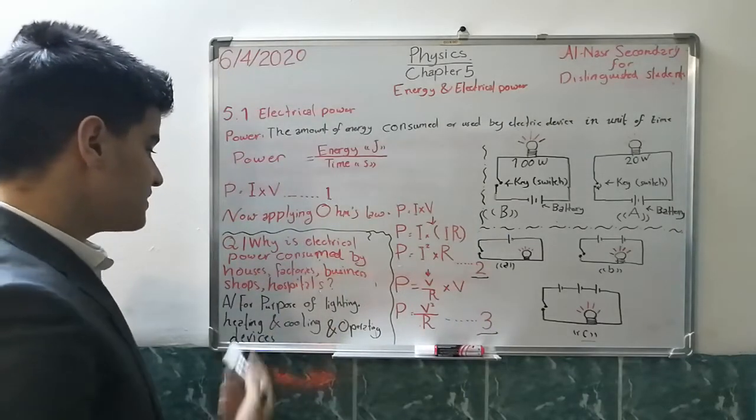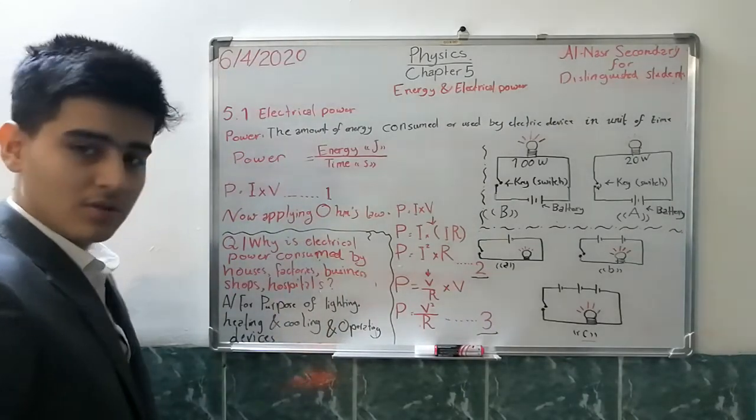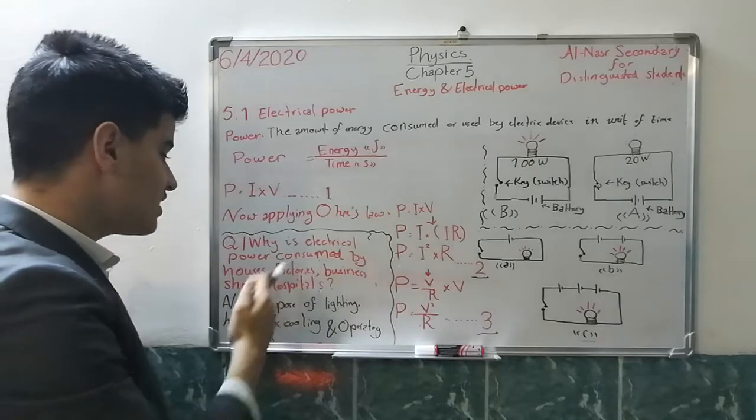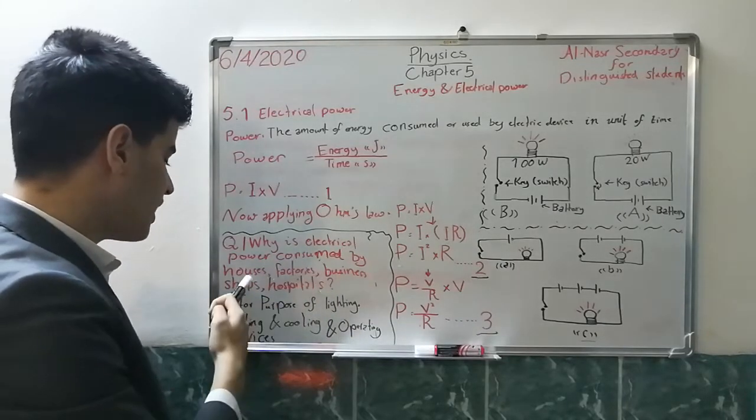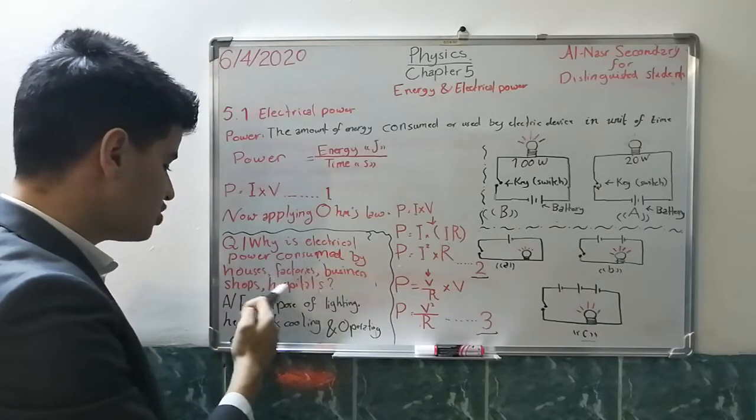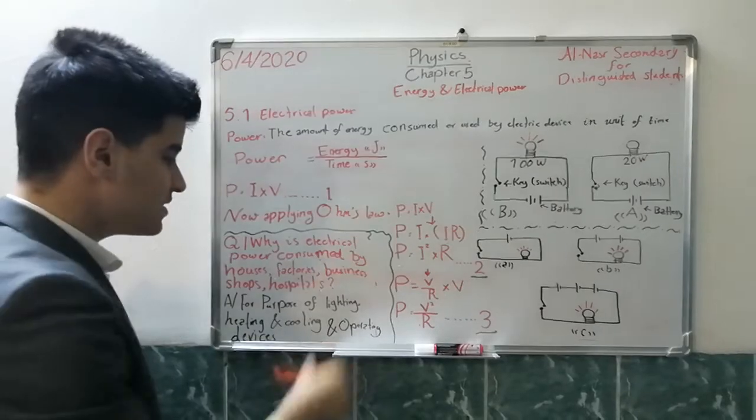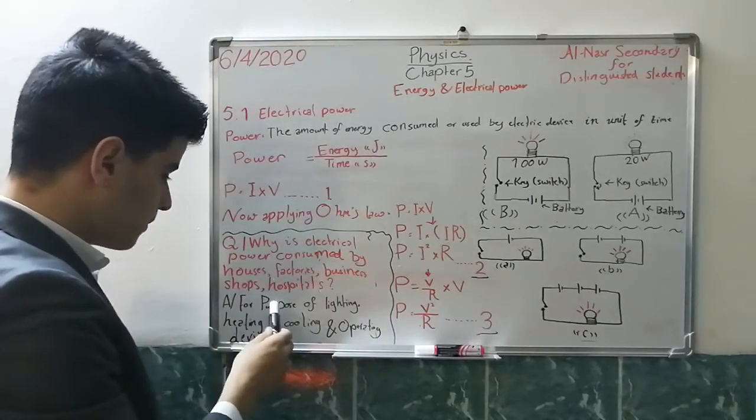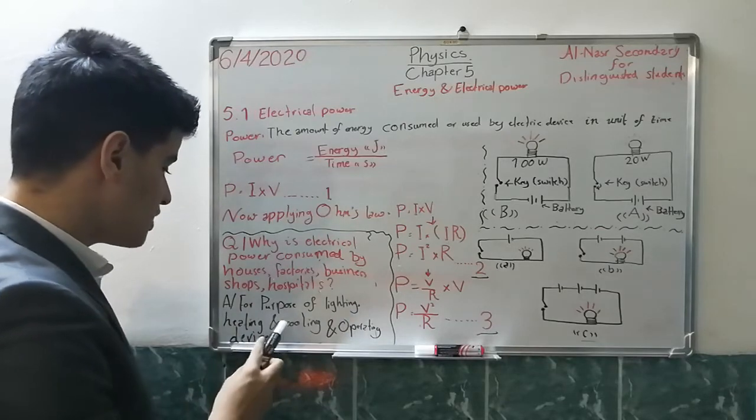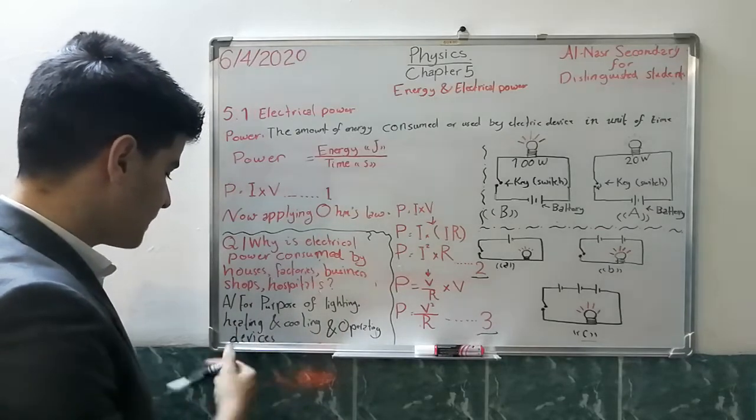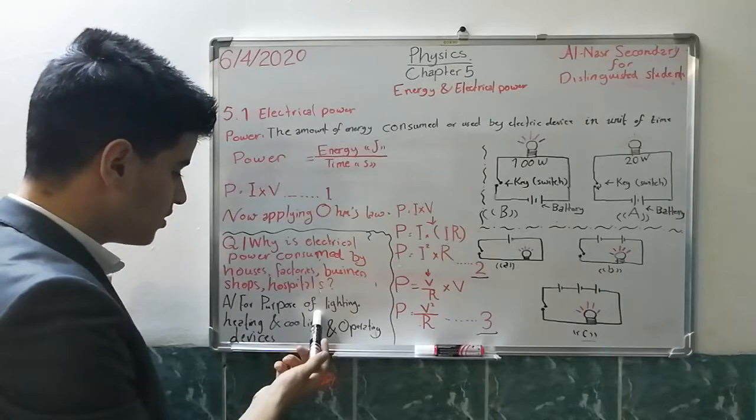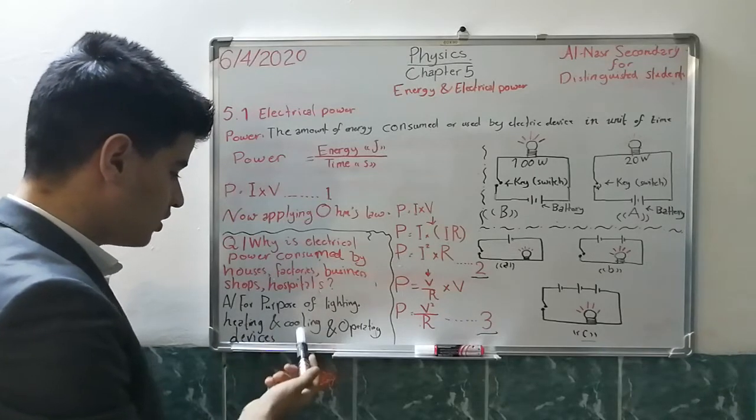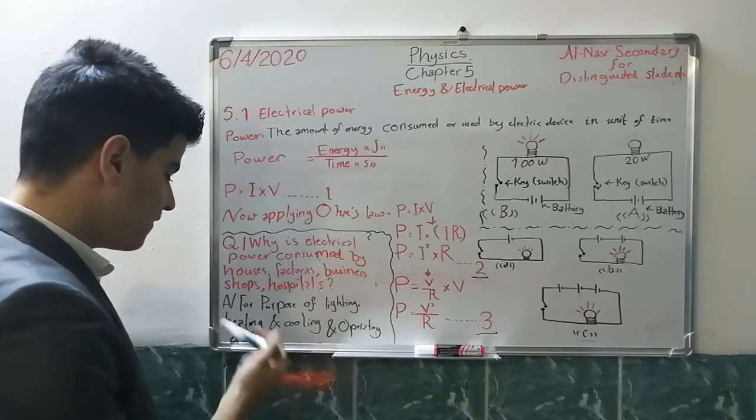We have this question. Why is electrical power consumed by houses, factories, business shops, hospitals? Why do these places use electrical power? Because of the purpose of lighting, heating, cooling, and operating devices.